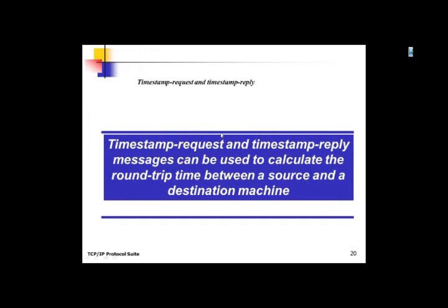Then next is time request and time reply. This is another kind of query message in the form of ICMP. This is basically used to calculate the round trip time between the source and destination machine. This is very, very important because we are always interested in network performance or in doing many calculations. We want to find out what the round trip time is. Round trip time is the time to deliver a message to the receiver and then get the acknowledgement back. So this is called round trip time. So with the help of this time request and reply ICMP, we are able to find the round trip time between the two machines, the source and destination.